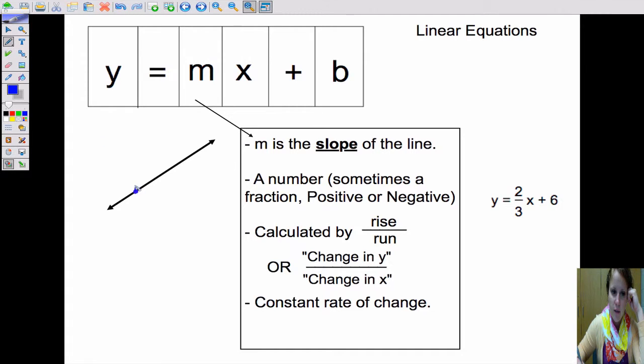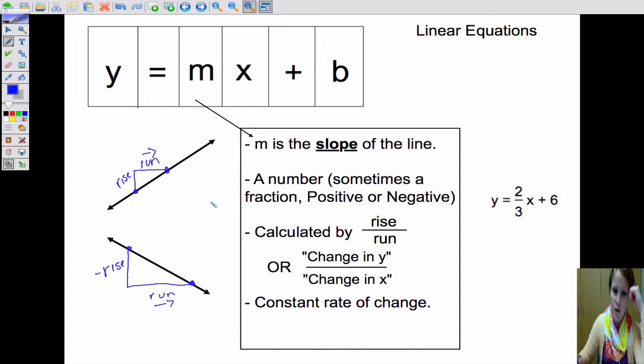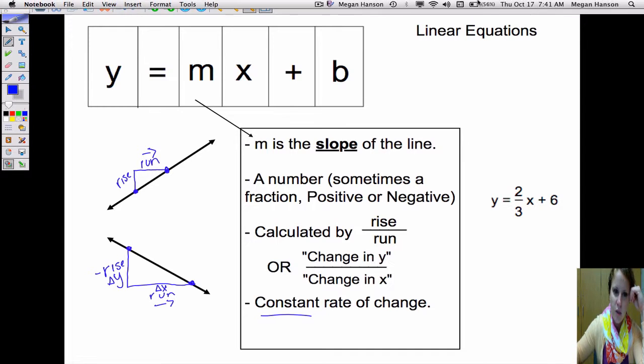So the slope is kind of like this little triangle on a line. This is our rise and this is our run. That would be a positive slope. If we're talking about a negative slope, then just our rise is negative. We rise negative and we run. We always run right. Always run right. If you've seen Slope Dude, he always skis to the right. The rise is also called the change in y. The run is the change in x. Okay, and this slope is constant. It's our constant rate of change. So that's a little bit about the slope.